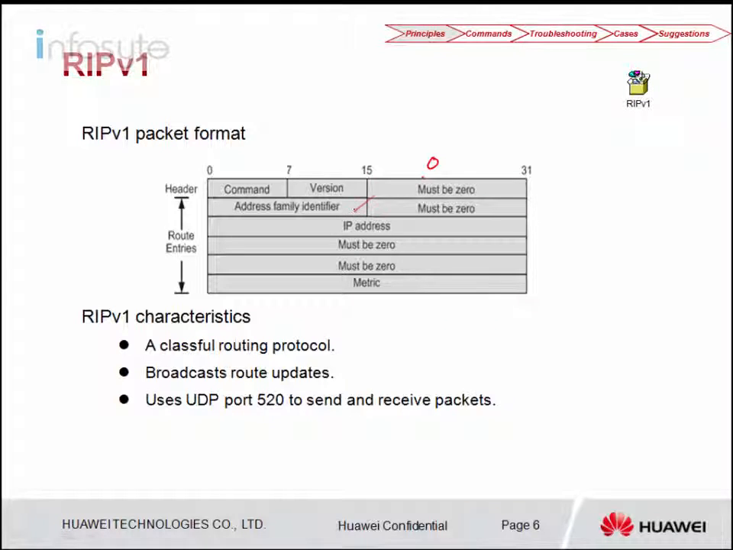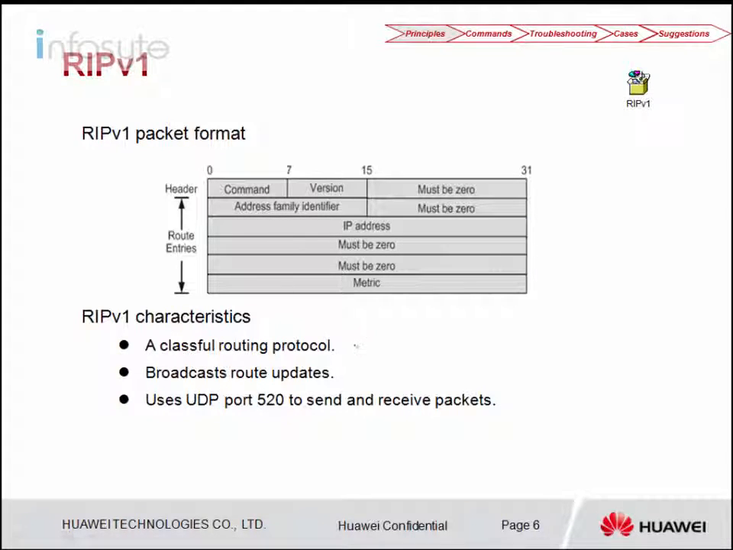We have the address family identifier. This is for you to determine whether it's IPv4 or whether they would like to request the entire routing table. There are a few values over here. If it's IPv4, it's a value of 2, and if you request the entire routing table, it's a value of 0. This is not being used. The IP address here is the IP address of the destination network. These two fields are not being used, and the metric is the hop count used in RIP.